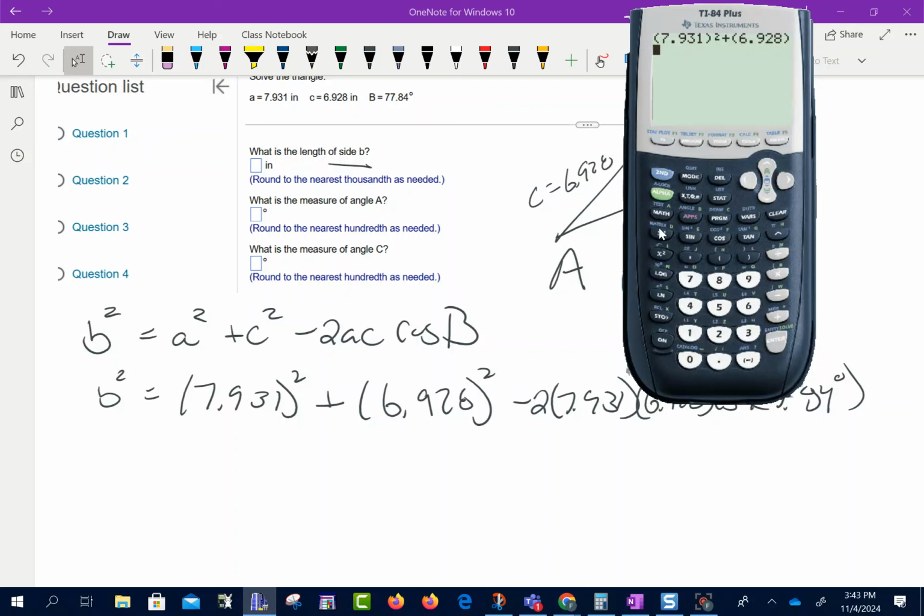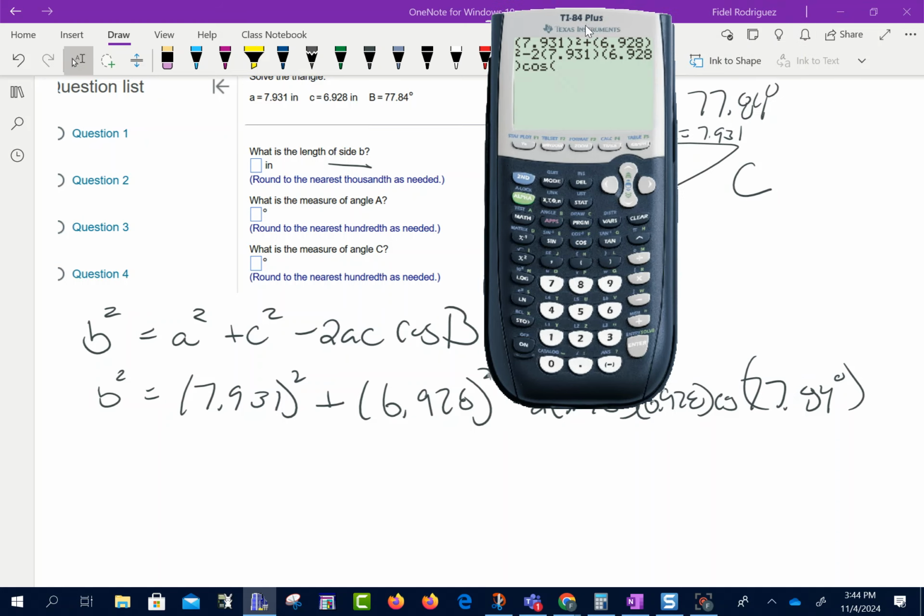6.928, squared, minus 2 times both those sides, 7.931, and 6.928. Okay, and then we have the cosine of 77.84. Okay. And y'all, I'm getting this 87.75. That's giving me B squared. Remember, to find the value of B, y'all, I got to take the square root of that answer, right?